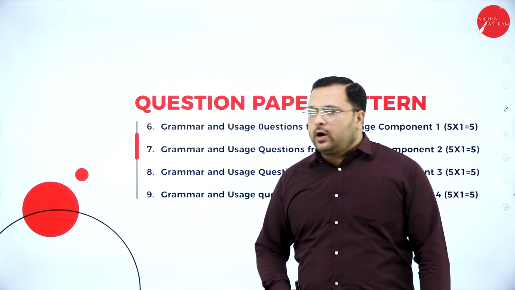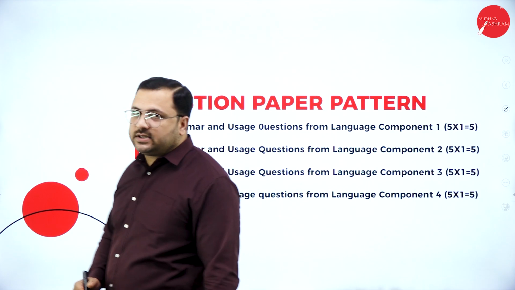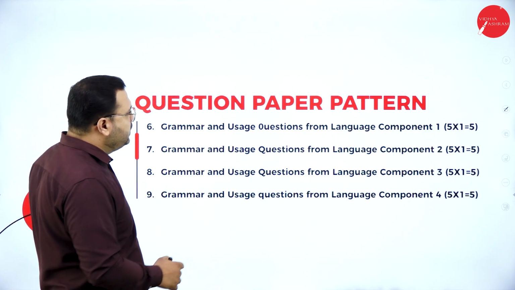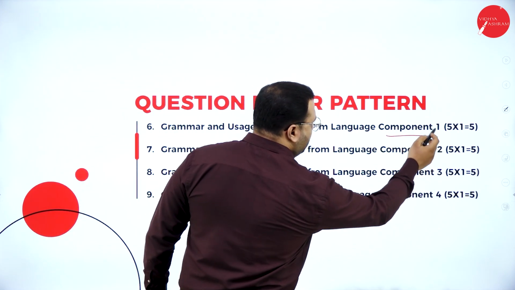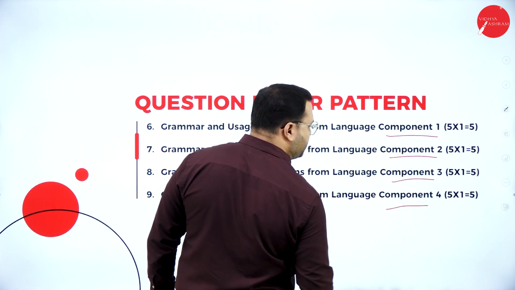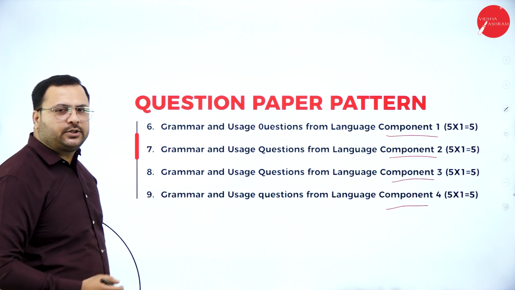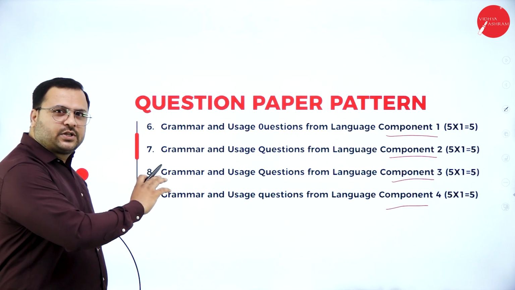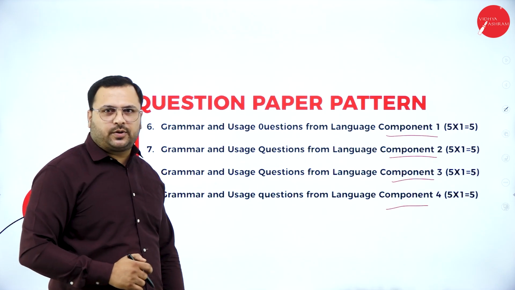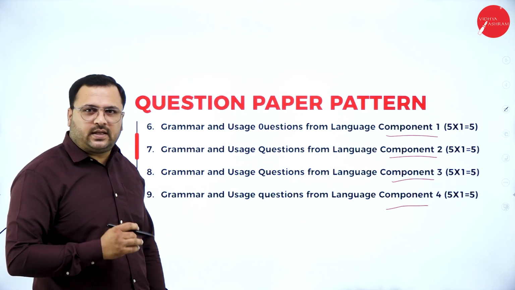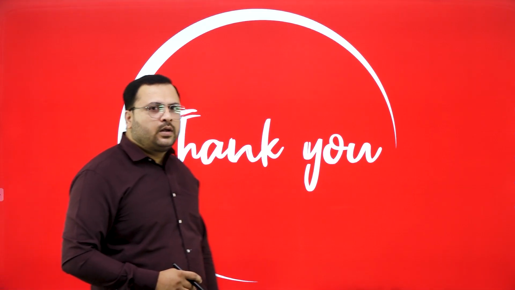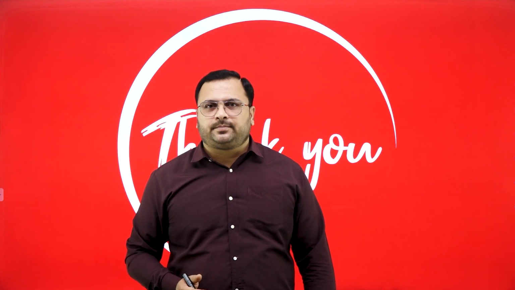Moving on, from the grammar section, the 6th point is like this, and those 4 components. From 4 components, you will have 5 questions from component 1, 5 questions from component 2, 5 questions from component 3, 5 questions from component 4, totaling to 20 marks in the grammar section and 60 marks in the poetry, essay and short stories. So in total, you will be writing the C3 exam, that is the semester end exam, for 80 marks. So this is how it goes.